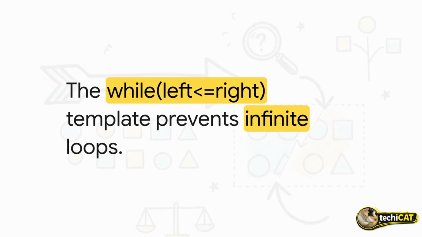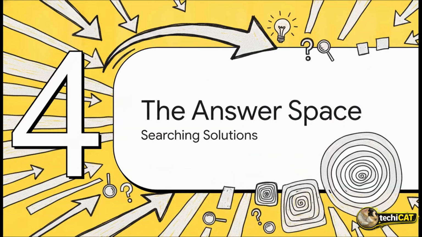So, the crucial point is this. To avoid those disastrous infinite loops, you need to use a really precise template condition. Specifically, while left is strictly less than or equal to right. It's that equal sign right there that acts as your safety net. It ensures the loop actually terminates when the search space is truly exhausted. Seriously, burn this template into your memory because you're gonna need it to be absolutely rock solid for what comes next.